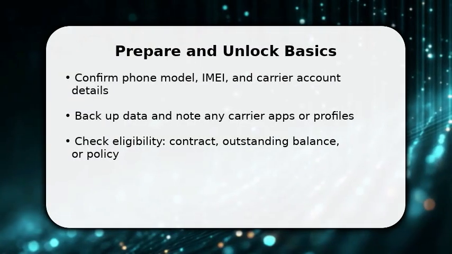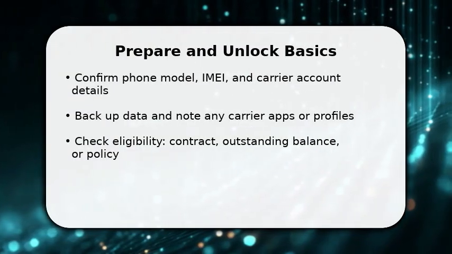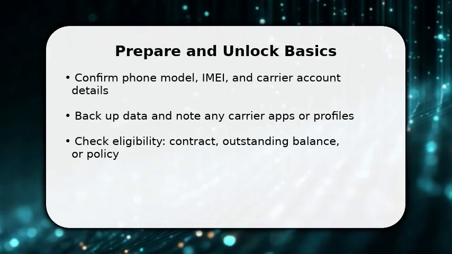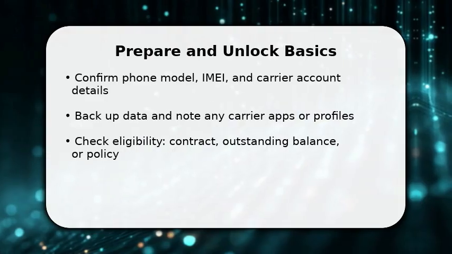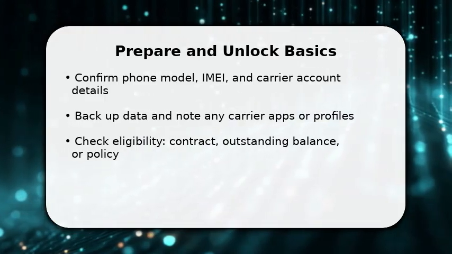You start by confirming the phone model, IMEI, and the carrier account tied to it so you know what restrictions apply. Once done, back up your data to avoid losses and note carrier-specific apps or profiles that may reinstall.